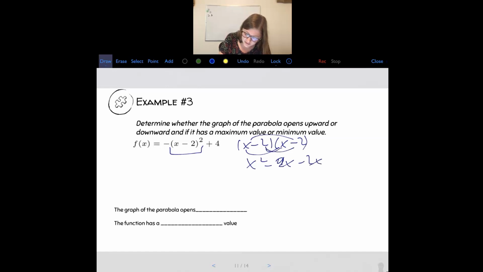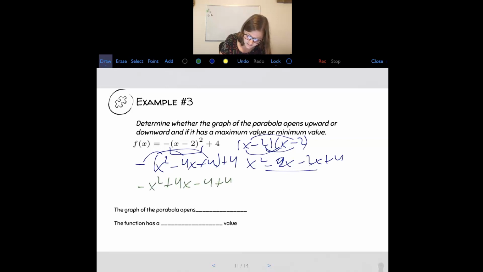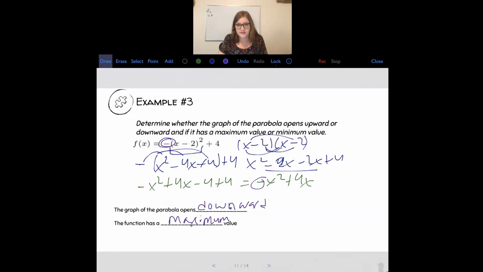minus 2x plus 4, and then there's still a negative in front. So this would be x squared, negative 2x minus 2x is minus 4x plus 4 plus 4, and then you could distribute the negative sign to everything, which would give us negative x squared plus 4x minus 4 plus 4, which is negative x squared plus 4x. Okay, so you could do this. And then you would see here that there's a negative, so this is going to open downward. Okay, and if it opens downward, then it has a maximum value. Okay, you could have also determined it from the negative sign right in front of the parentheses, but I wanted to show you what it would look like if you multiplied it out.